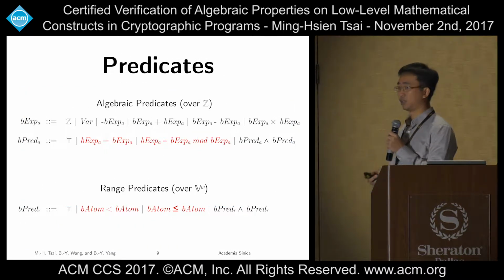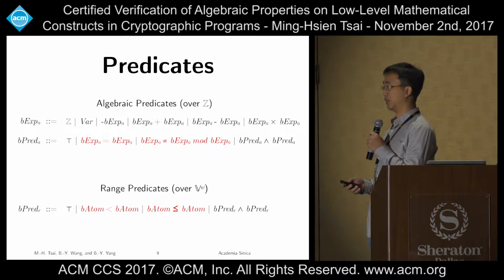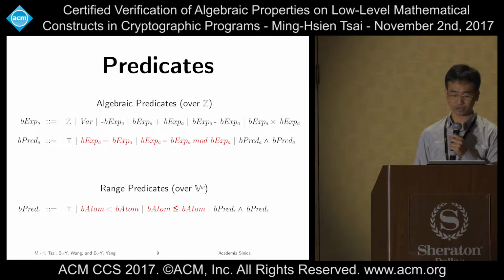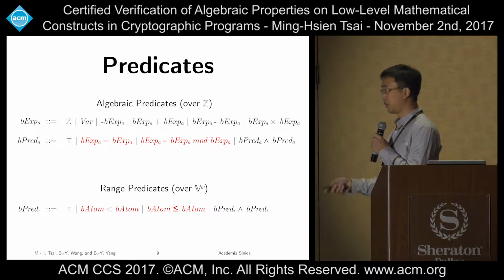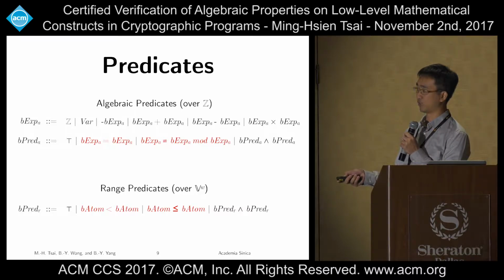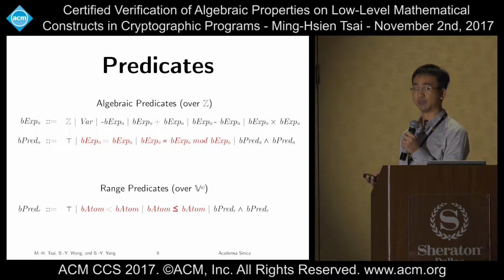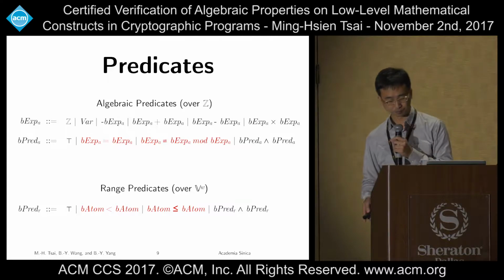And then what kind of specification can we write for this PV Cryptoline program? We have two kinds of predicates, algebraic predicates and range predicates. Algebraic predicates are evaluated over the integer domain, and we can reason about equality, or whether two numbers are equal modulo some number. For range predicates, these are evaluated over the bit vector domain, and we have standard predicates like smaller than or smaller than or equal.